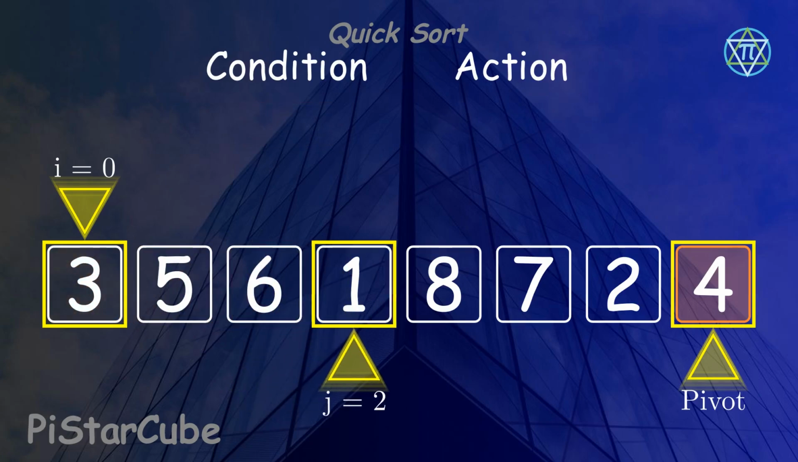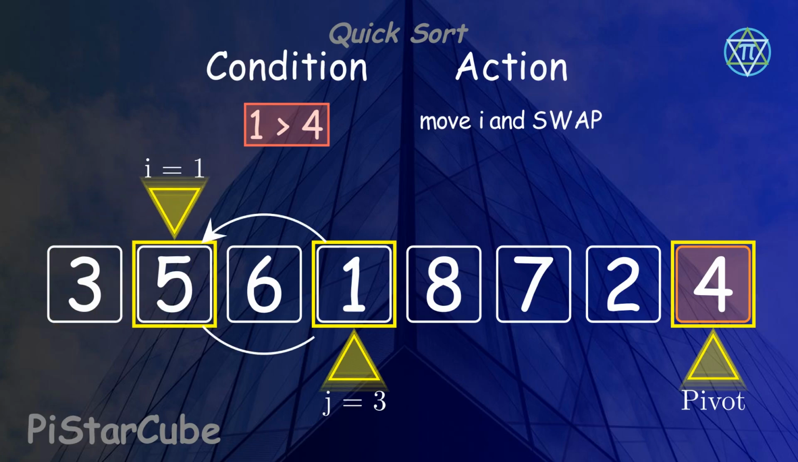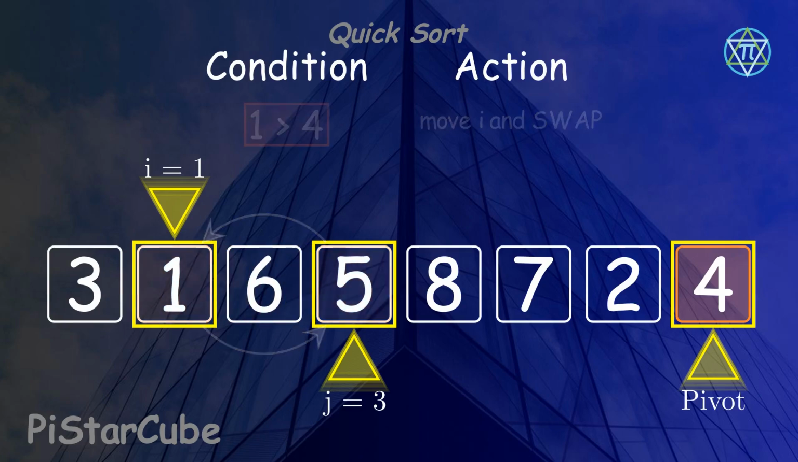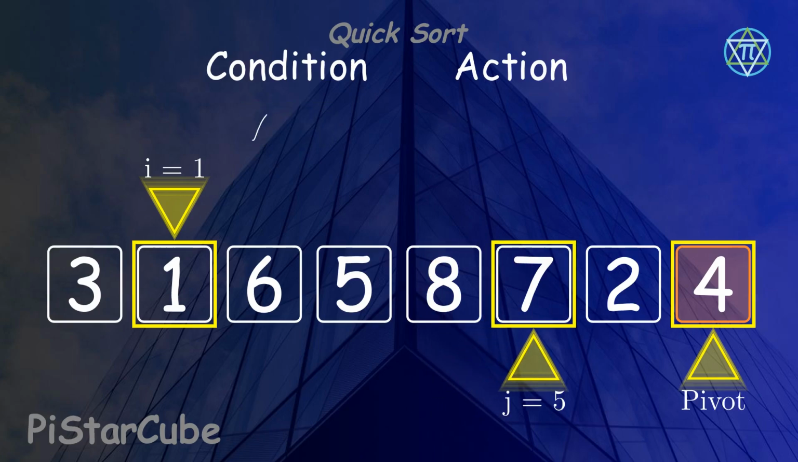Moving on, we move j to index 3, where we find 1. Is 1 greater than 4? Nope. So we move i to the next index, that is element number 5, and then we swap 5 and 1. You can see that the smaller elements than the pivot are moving to the left. Next, j moves to the next index, that is element 8. Is 8 greater than 4? Yes, so no swap needed. Just move j to the next index.